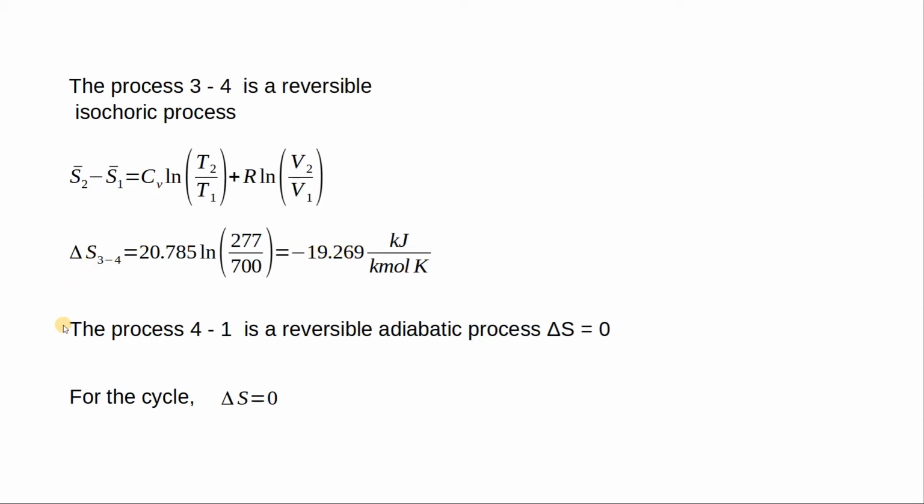Now before adding up, for the process 4-1, which is a reversible adiabatic process, delta S is 0. Why is this? This is because the heat transaction is 0. That is, dQ for this entire process is 0. Therefore, the initial and the final entropies are the same. Now for this cycle, if we add up all the entropies, we do get it as 0. So for a reversible cyclic process, delta S is 0.